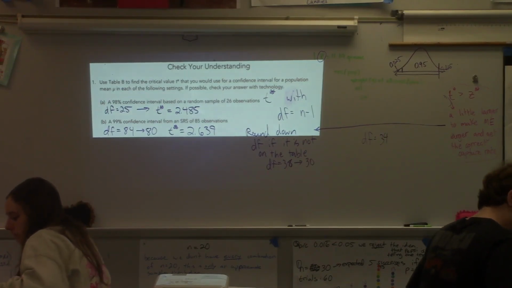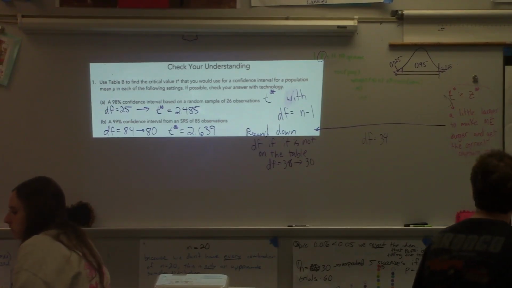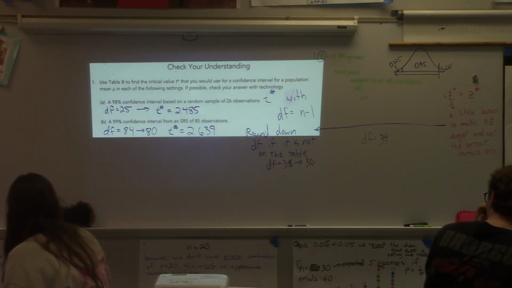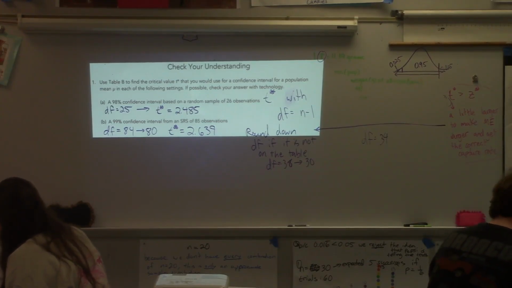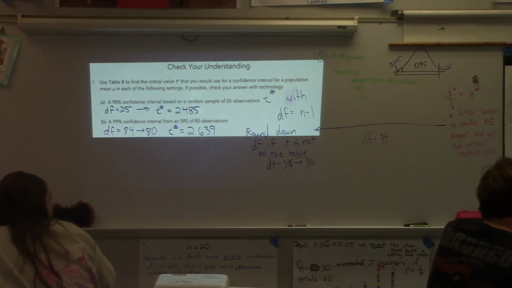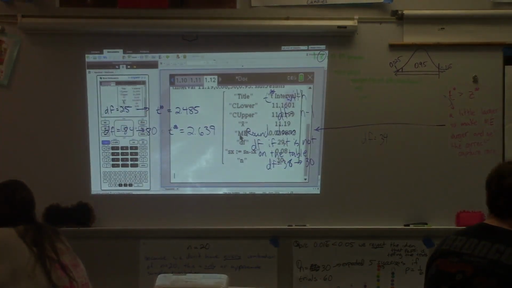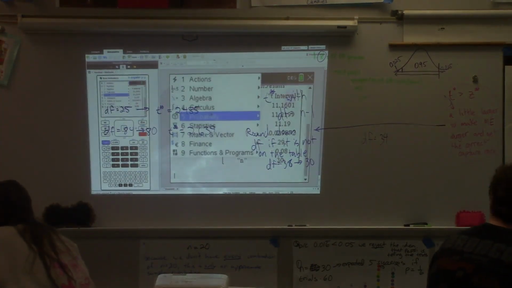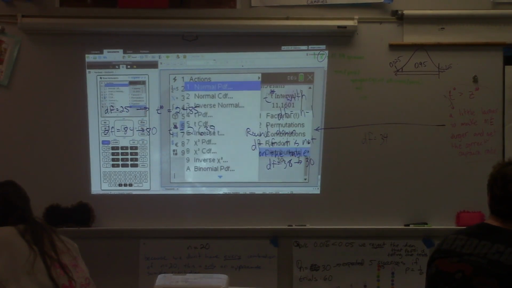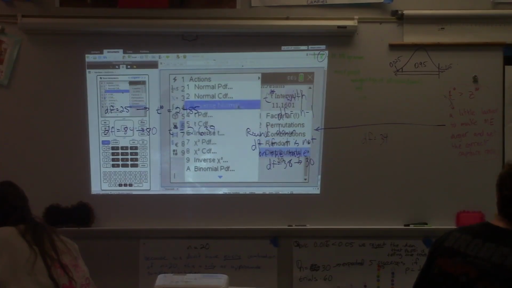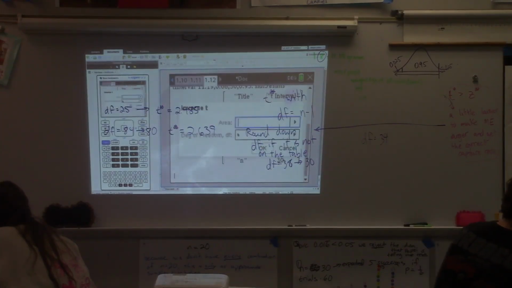My critical values off the table are already on the board. Those are based on the table, not based on the calculator. I was going to show on the calculator as well. On the calculator, menu, probability, what do I need to hit? Inverse T. I want a T critical value.